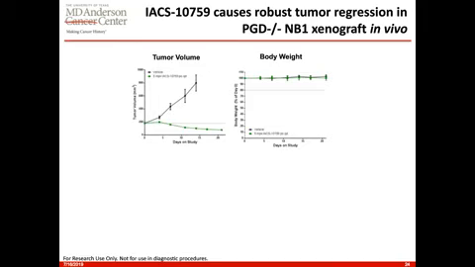We also confirmed the in vivo target engagement. Because 10759 suppresses oxygen consumption, the tumor cells are no longer consuming oxygen, and that relieves hypoxia. Here the immunohistochemistry data shows that 10759 treatment eliminates hypoxia in the tumor cells. This is also an important secondary mechanism of action of IX-10759.